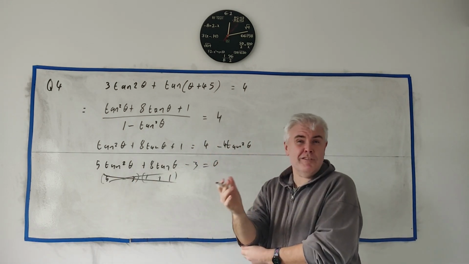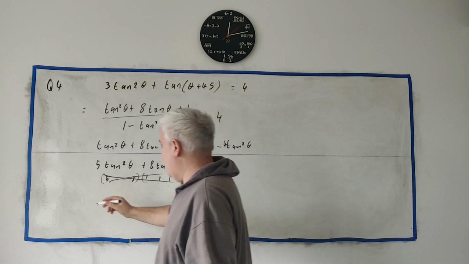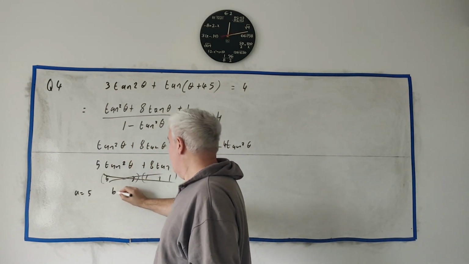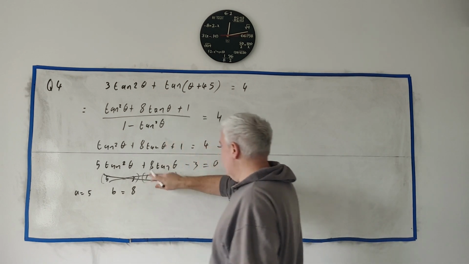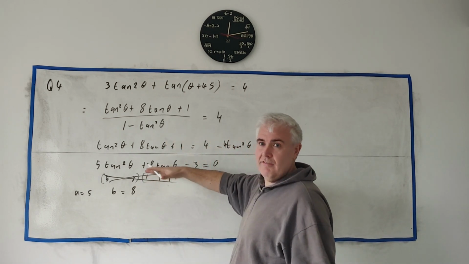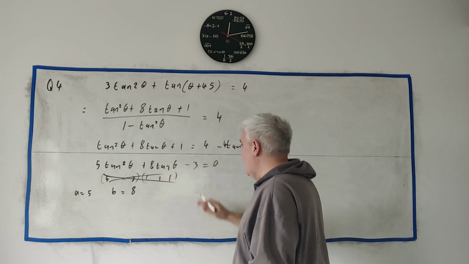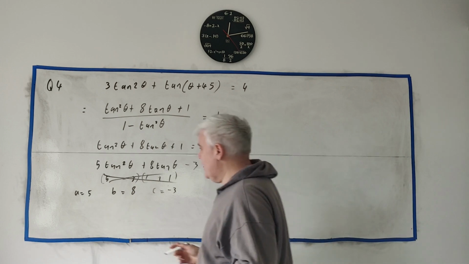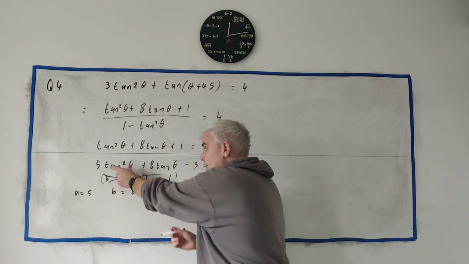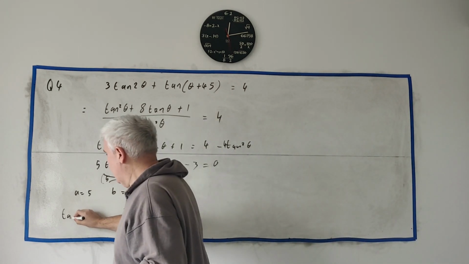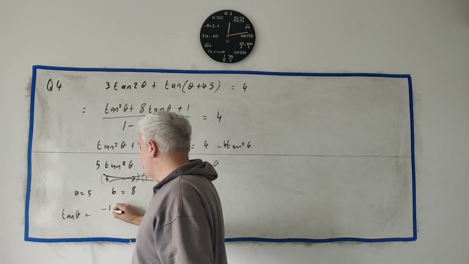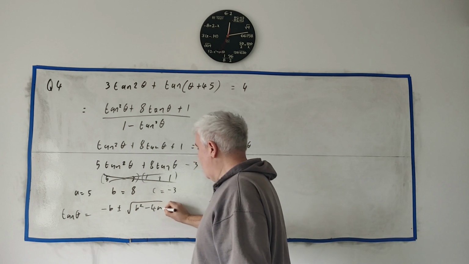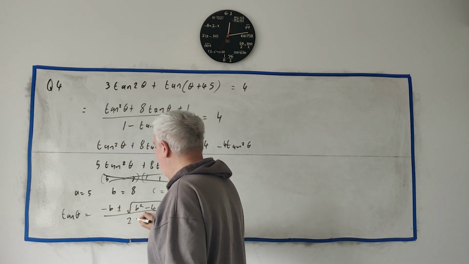So instead, we just go ahead and use the minus b formula. Remember, a is equal to 5. That's just the number in front of here. b is equal to 8. That's the number in front of the x, or in this case, the tan. And c is equal to the number left on its own there. The formula tells us that x, or in this case tan theta, is equal to minus b plus or minus the square root of b squared minus 4ac, all over 2a.